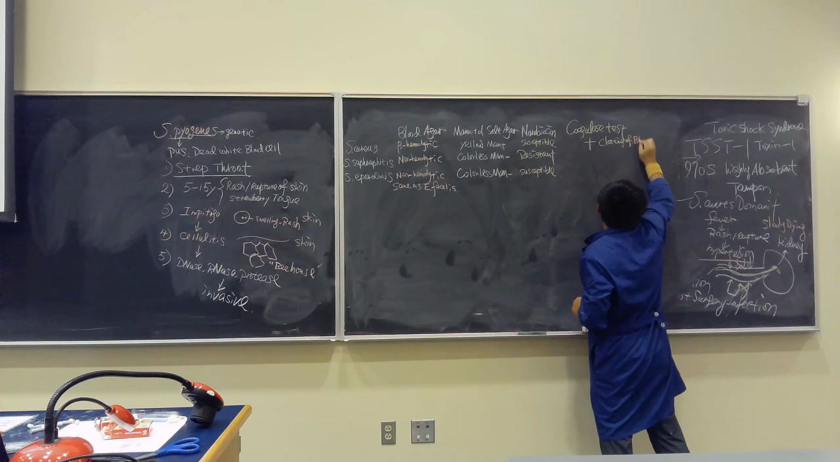How do we do the first identification? Catalase test. If the catalase test is negative, Streptococcus. If the catalase test is positive, Staphylococcus. Then for Streptococcus, we have different groups.